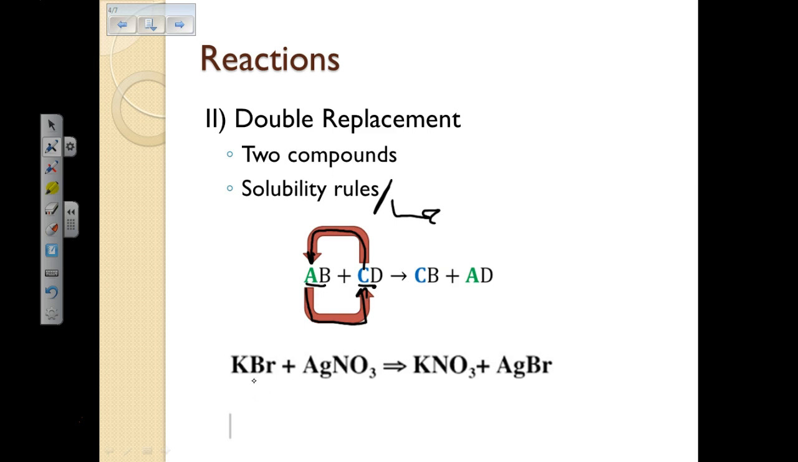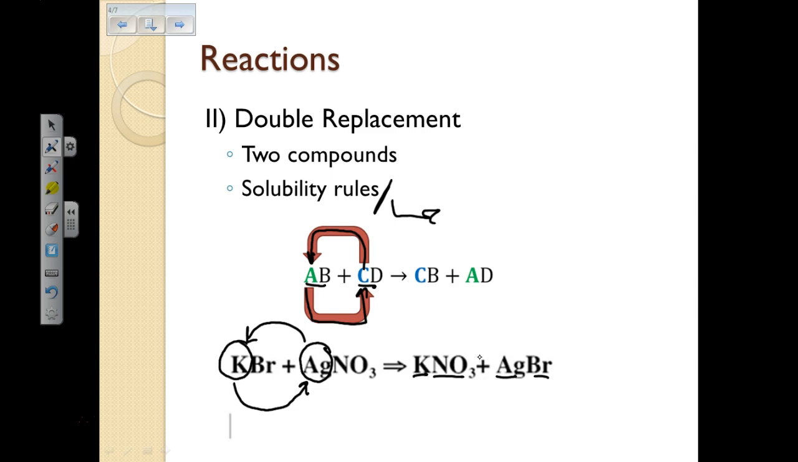Okay, so here what we end up having is we have potassium bromide, okay, and silver nitrate, and what happens is they swap partners. And so now we have potassium nitrate, the K has gone here, and then the silver bromide, the silver has attached to the bromine. And so this is called a double replacement reaction because now two things have switched places.